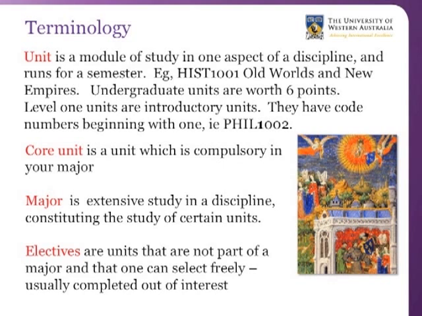And they all have code numbers. For example, Level 1 units have code numbers beginning with a 1, so PHIL, P-H-I-L, 1002. A core unit is a unit which is a compulsory part of your major. A major is an extensive study in a discipline constituting the study of a particular group of units. Electives are units that are not part of a major, but can be selected freely. They're usually completed out of interest.